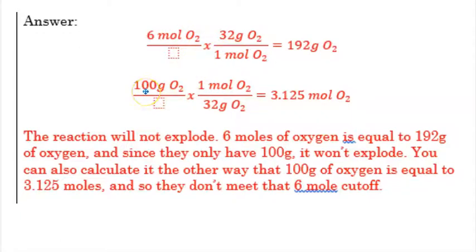You can also go the other way. 100 grams is how much you have, but how many is that in moles? So now the grams goes on bottom. You would divide by the molar mass, and so you get 3 point whatever moles. Well, this is barely half of 6, and so no, this will not make it explode. All right, so that's the do now.